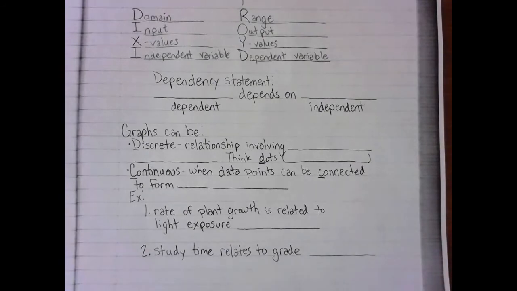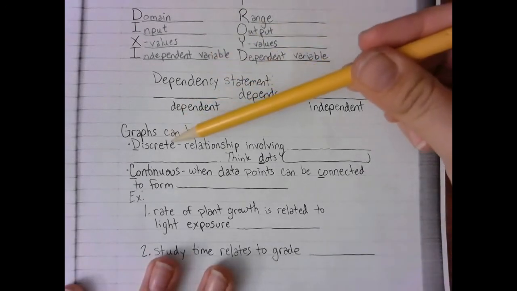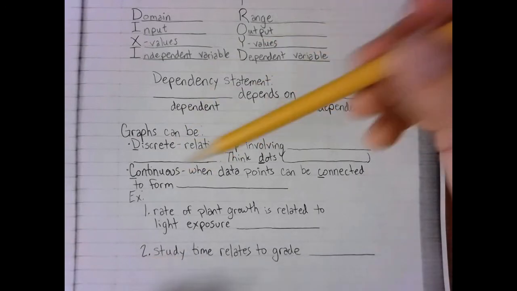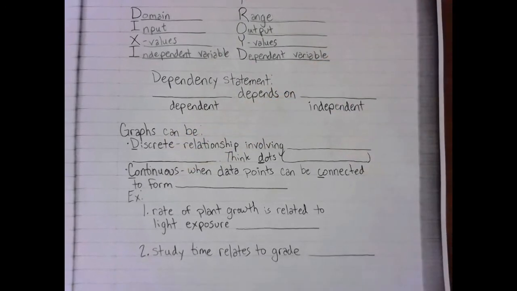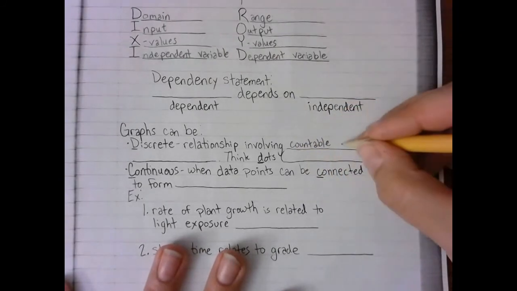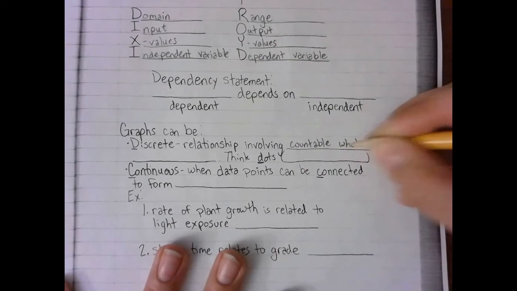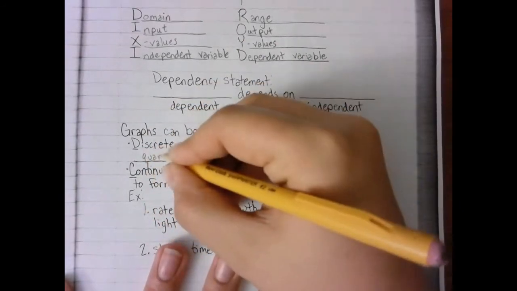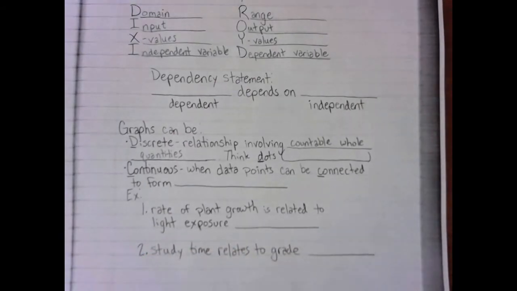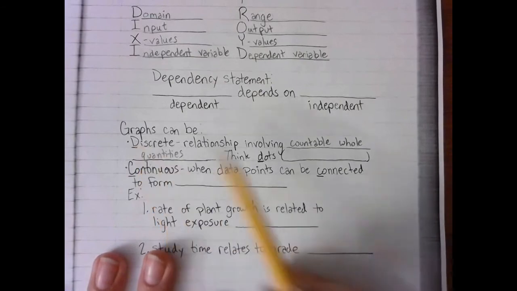Let's talk about some graphs. There are two ways we can describe graphs. They can be discrete or they can be continuous. If you look way back in your notes, I think the first notes we took, we made a note of discrete and continuous. So discrete is a relationship involving countable whole quantities. So you're not going to have 3.2 or 8.9. So think of dots. When you see discrete, think of dots.